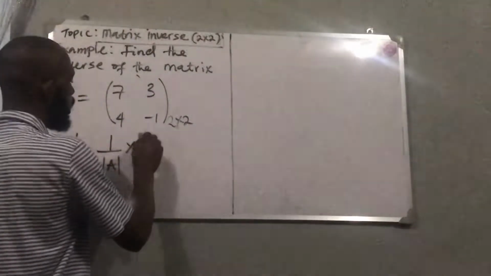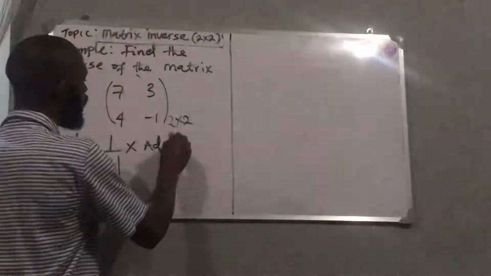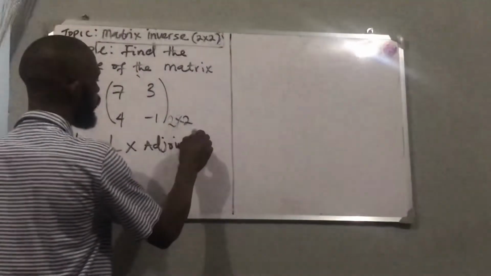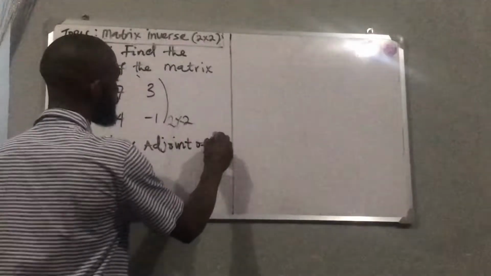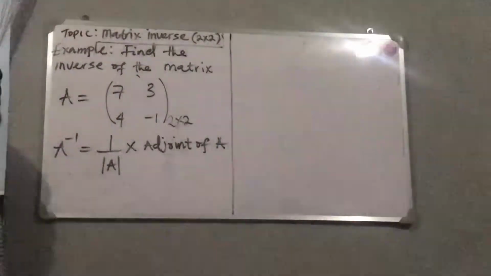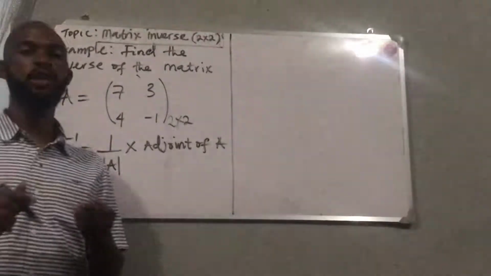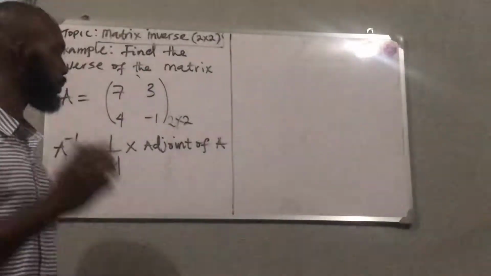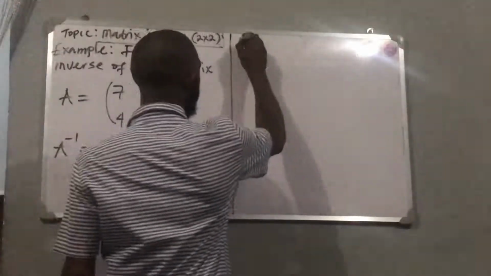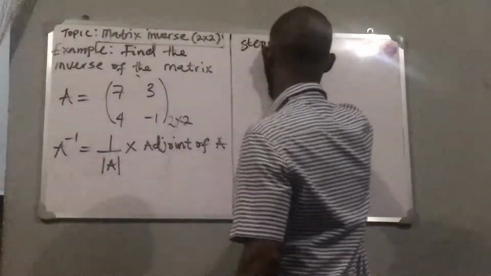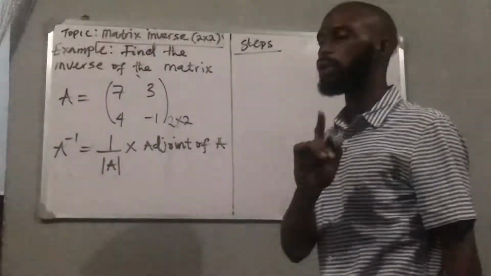times adjoint of A. Now what's adjoint of A? Now, for you to get adjoint of A, you need to do three steps. Now, let's go. Steps for you to get adjoint of A.